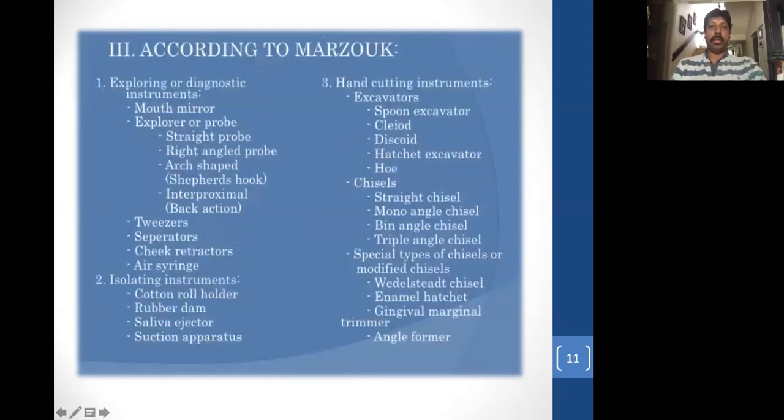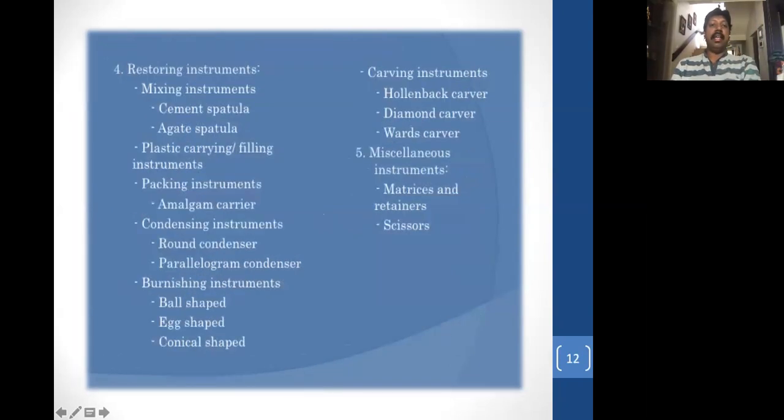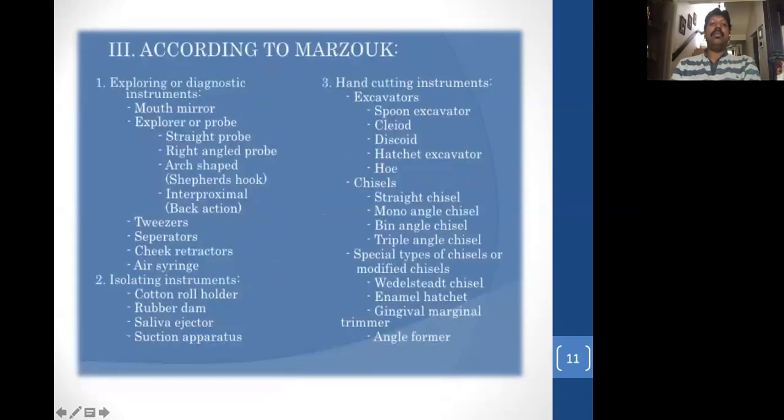Then the third one is Marzuk. These are all textbooks. Okay, Stodavet is a textbook, Charbino is a textbook, Marzuk is a textbook. These are all there in the library. These textbook authors have given different classifications. One is exploring or diagnostic, isolating, hand cutting, restoring, carving, restoring and miscellaneous. This is how we arrange instruments.